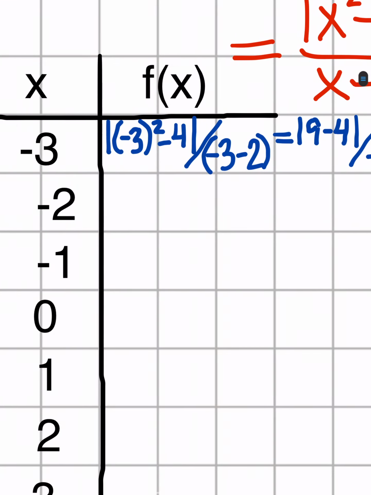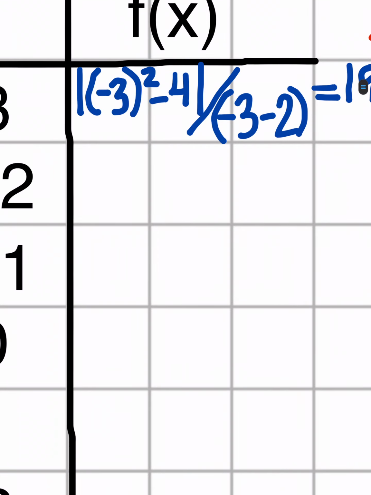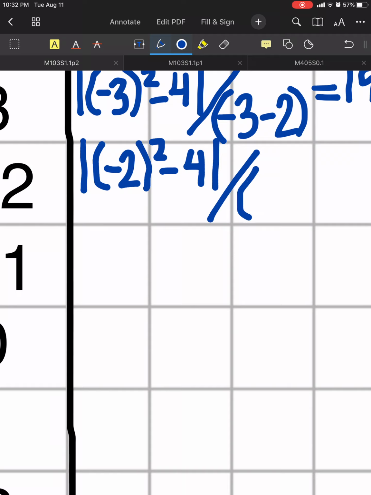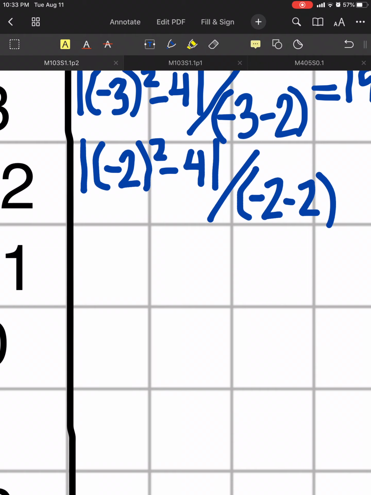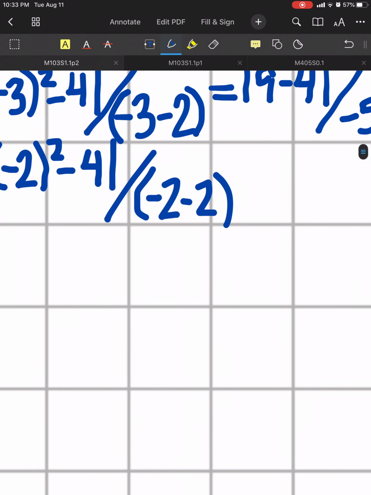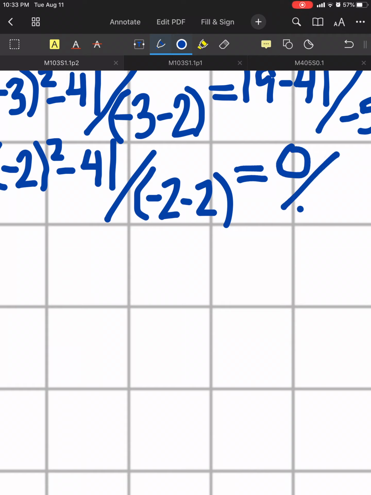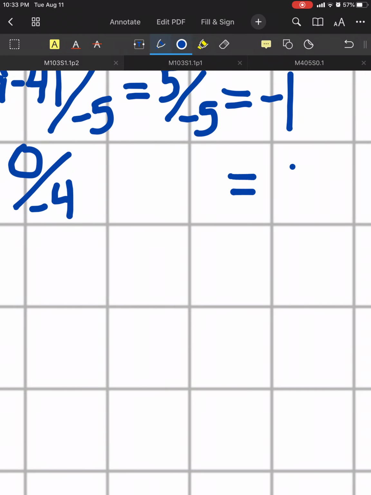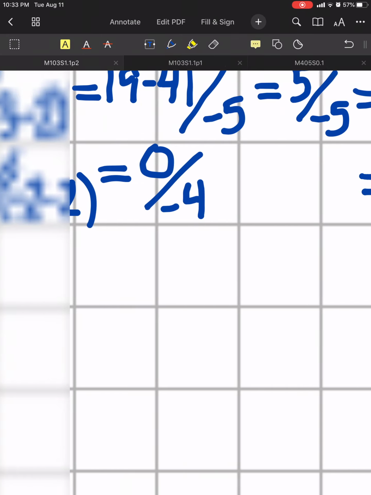We'll do the next one as well. Let's get this one here. Negative 2 squared minus 4 over negative 2 minus 2. Well, if we square negative 2, that's going to give us 4. So on the top, I'm going to have 0. At that point, it really doesn't matter what I have on the bottom, although in this case it's negative 4, and that works out to be 0 here. We can keep going from here.